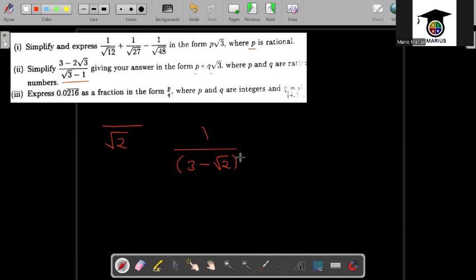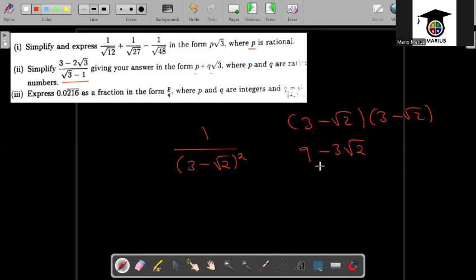Close, and then top squared like this. Okay. So what you do in this case: this here, what that means down there, it is 3 minus root 2 squared, which means you are multiplying it by itself. So work out this. 3 by 3 gives you 9. 3 by that one gives you negative 3 root 2.